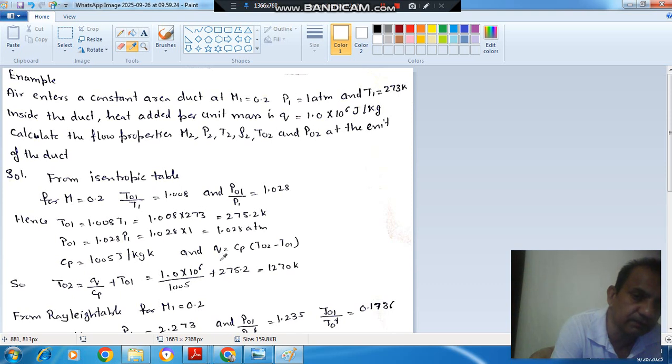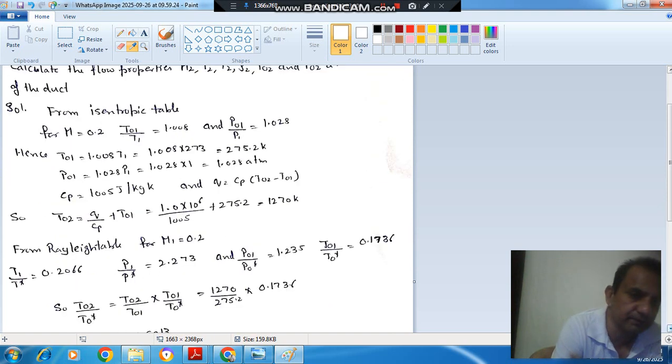And we know that the heat supplied per unit mass is Cp bracket T02 minus T01. So that we have derived. Now we know T01, the stagnation temperature at Mach number 0.2. So we can find out T02 because all other quantities are known. Q is known, Q is 1.0 into 10 power 6 joule per kilogram. T01 is known, so T02 will come out as 1270 Kelvin. Okay. So now we have stagnation temperature and we have Mach number also.